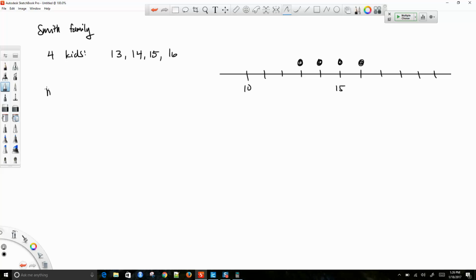You know, the mean here would be 14.5. You add these numbers up, you get the mean 14.5. This is where our balancing point would be. And as far as the Smith family goes, it seems like using 14.5 as the average age does an adequate job of describing where the central tendency is, the center of our data.